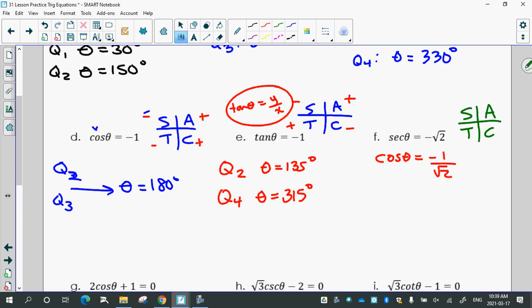The CAST rule says that cos is positive where all of them are positive, and negative in the other spots. So there should be a quadrant 2 answer and a quadrant 3 answer. Theta equals, don't forget to put theta equals, because it's like solving for x instead of just solving for theta. Cos is the x value, so I'm looking in quadrant 2 for where the x value is -1 over √2.